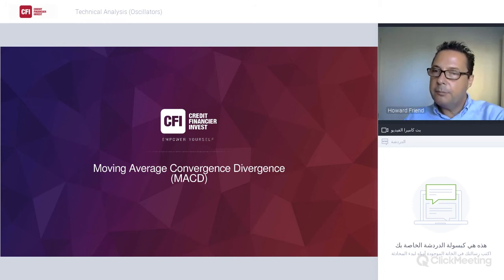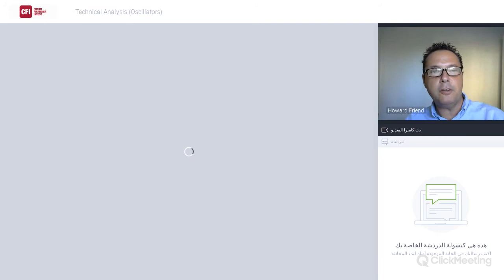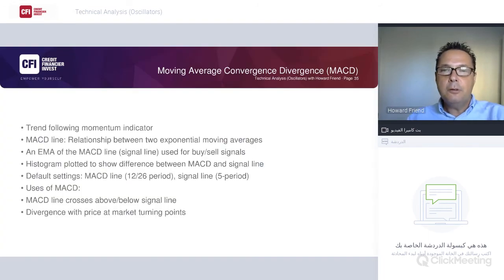Okay, now we're going to look at another popular indicator called MACD, or Moving Average Convergence Divergence. So here's MACD. It's basically a trend following momentum indicator. So what it does, it's trend following in that it compares two exponential moving averages, and it basically works out the difference between those two moving averages, and that's the MACD line.